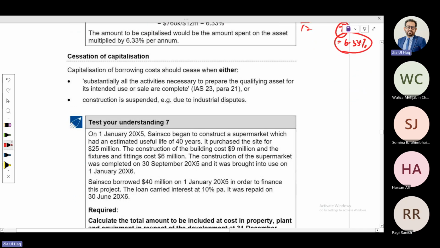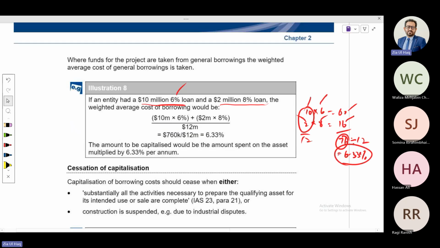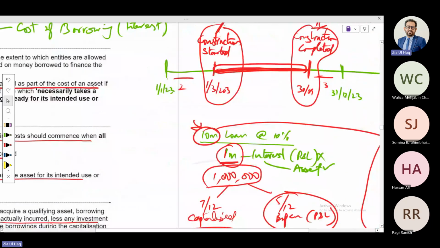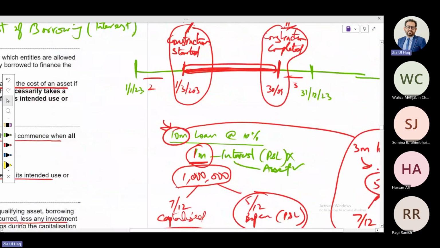Cessation of capitalization. This means when we should cease capitalizing interest cost. When should we cease? When the asset is completed. After the date of completion, borrowing cost should not be capitalized. We need to capitalize borrowing cost from the date construction started to the date construction completed. Before the construction start date, it should be expensed out. After construction completion, the borrowing cost should be expensed out.